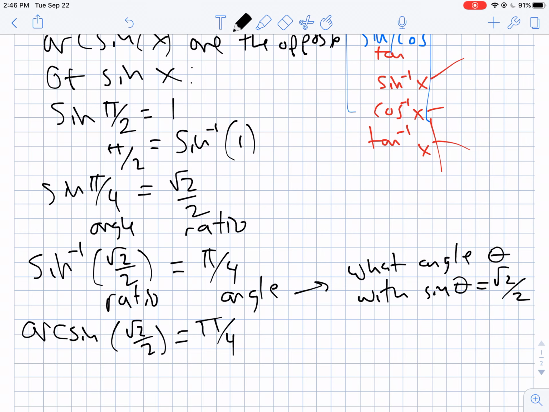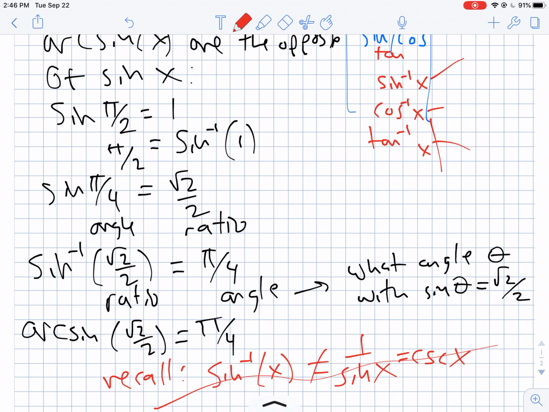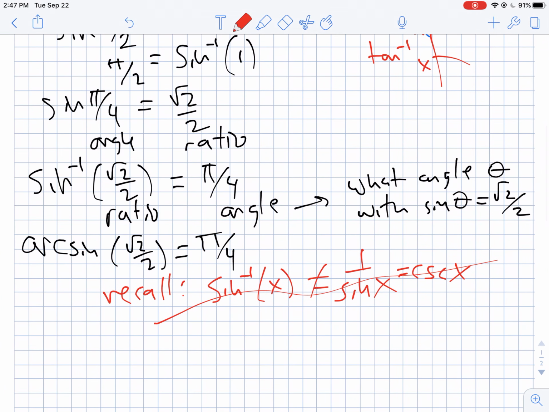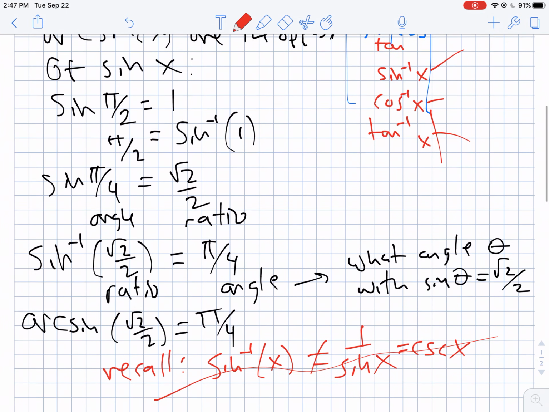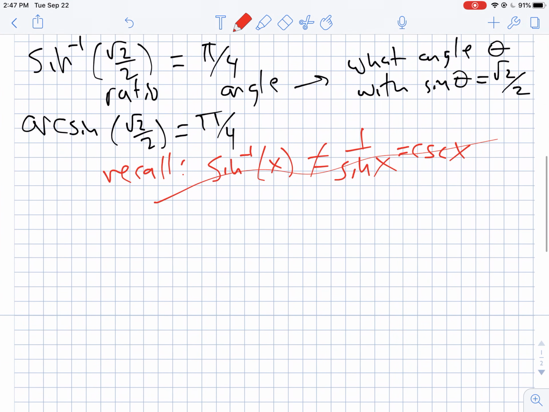One of the reasons people write it that way is to remember that sine minus 1 of x is not the same as 1 over sine of x. Those are two different things, right? Inverse sine is not sine to the negative 1 power. This, of course, is cosecant of x. Anyway, that's kind of unimportant, I just wanted to remind you. But the important thing today is how do we differentiate y equals inverse sine of x?